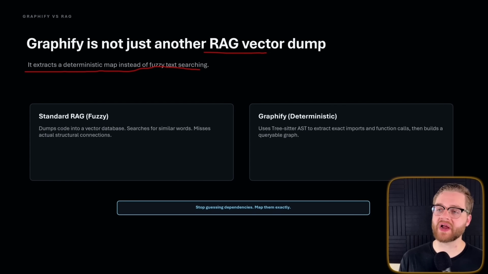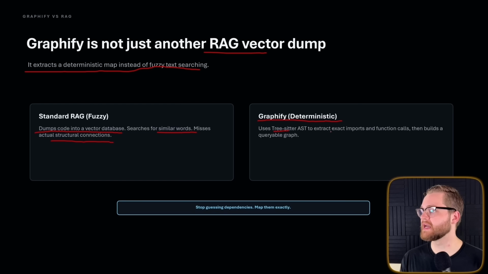If we were to use RAG in this case, we would be dumping code into a vector database, and it's going to be searching for similar words that have a similar meaning, but it's still going to skip and miss the actual structural connections. What Graphify does is deterministic. It uses tree-sitter to extract exact imports and function calls, and then it builds this queryable graph that we're going to see very soon. It's not guessing dependencies, it's mapping them exactly.